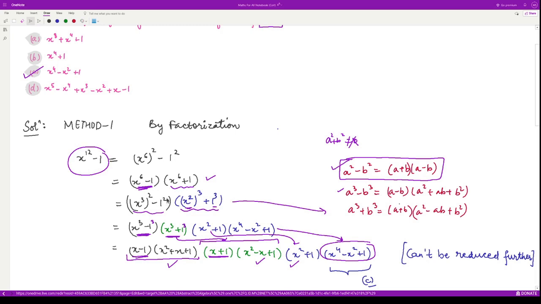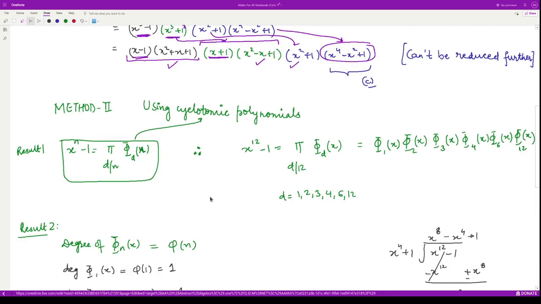Now suppose at some step you are stuck on what should be next. For example, instead of writing this polynomial as x raised to power 6 squared minus 1 squared, you could have written it like this, x to the power 4 cubed minus 1 cubed. In that case you might get stuck, and you might not be able to get all the irreducible factors for this polynomial. So this is the simplest method, but suppose in the exam you get stuck somewhere.